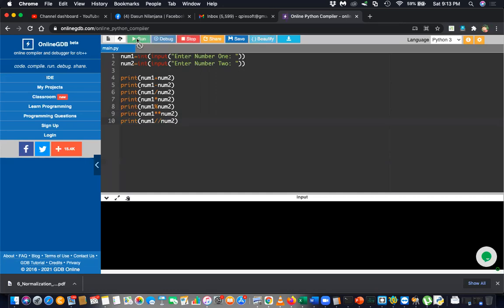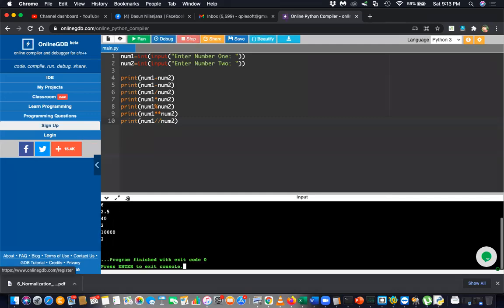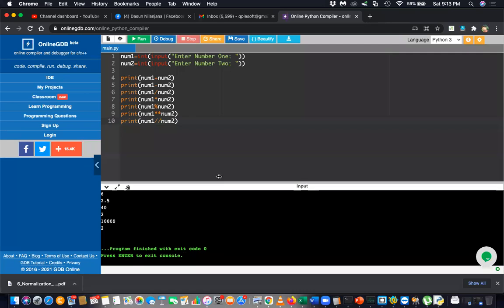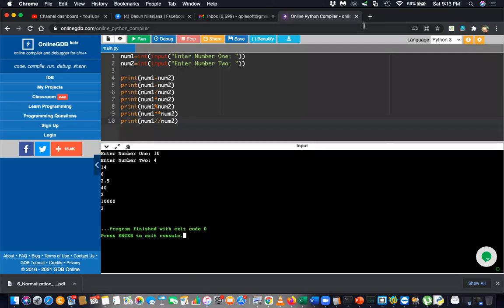Okay, let me run this and show you. It's asking me number 1. I'm giving number 1 as 10. Let's give number 2 as 4. Here are the answers. Addition, it's clear. 10 plus 4 is 14. Subtraction, clear. 10 minus 4 is 6. Division, it's also clear. 10 divided by 4 is 2.5. Multiplication, clear. 10 into 4 is 40. Then you have modulus.